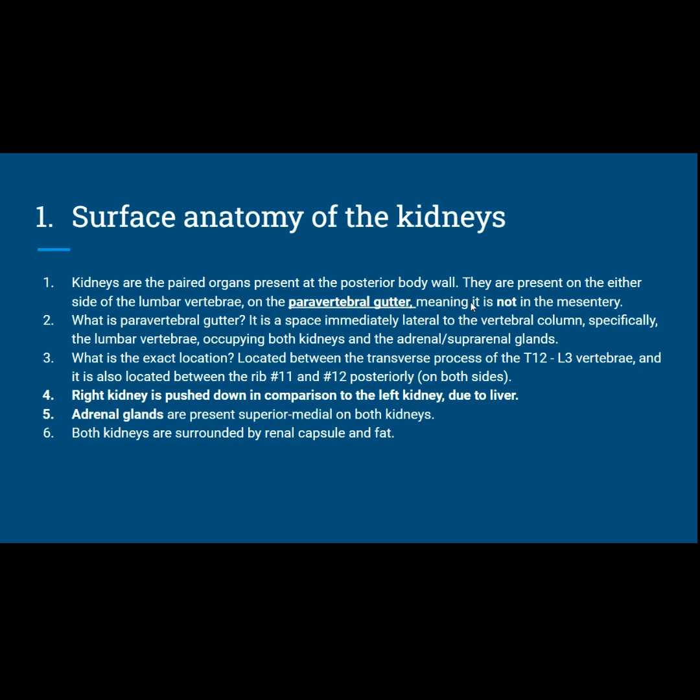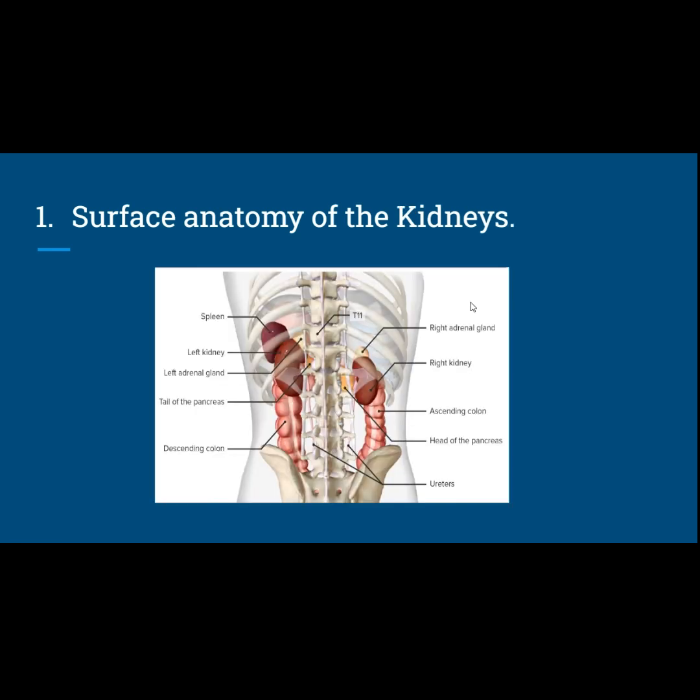What is the exact location? Where are the kidneys present? So they are located between the transverse processes of the T12 to L3 vertebrae, and they are also located between rib 11 and 12 posteriorly on both sides. One thing that you have to remember is that the right kidney is pushed down a little bit in comparison to the left kidney because of the liver. The adrenal glands are present at the superior medial aspects of both kidneys, and both kidneys are surrounded by the renal capsule and the fat.